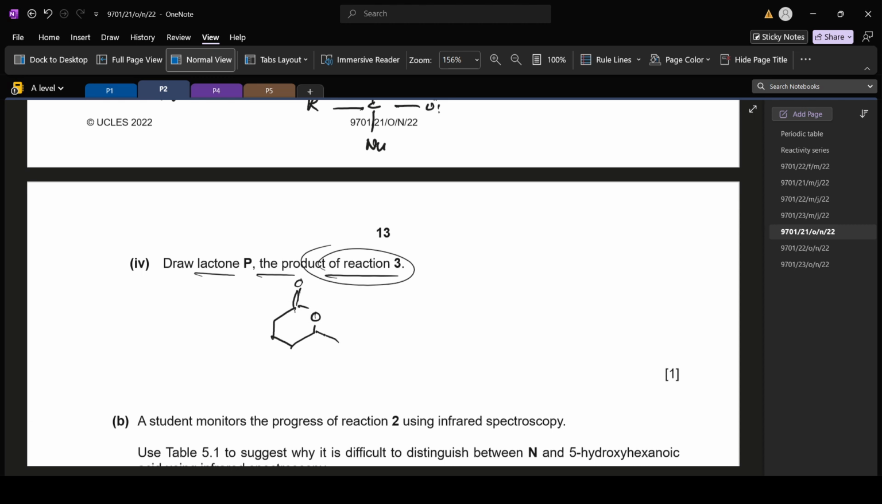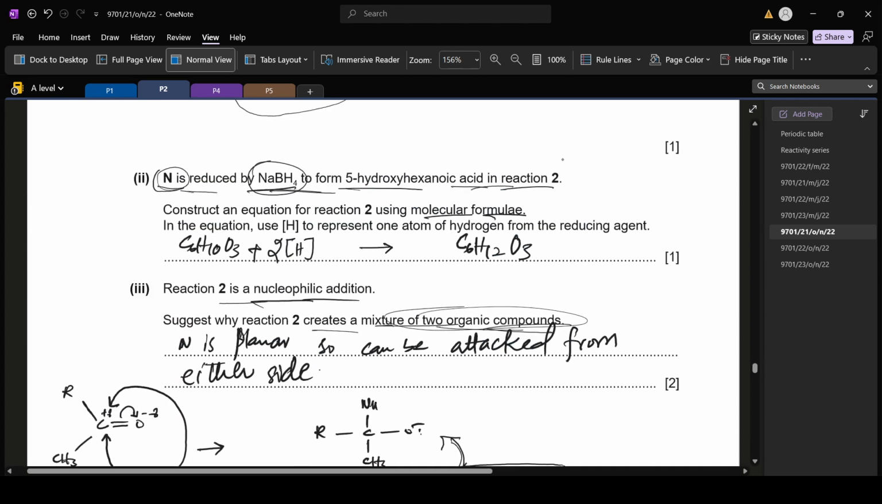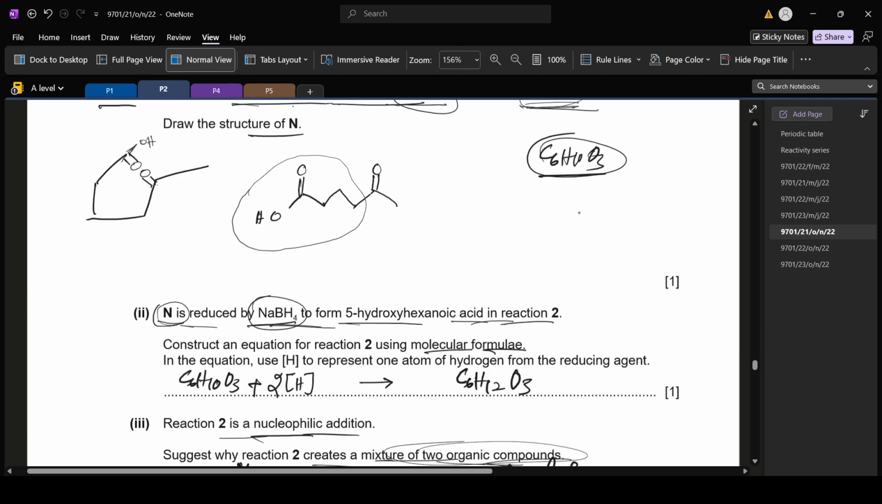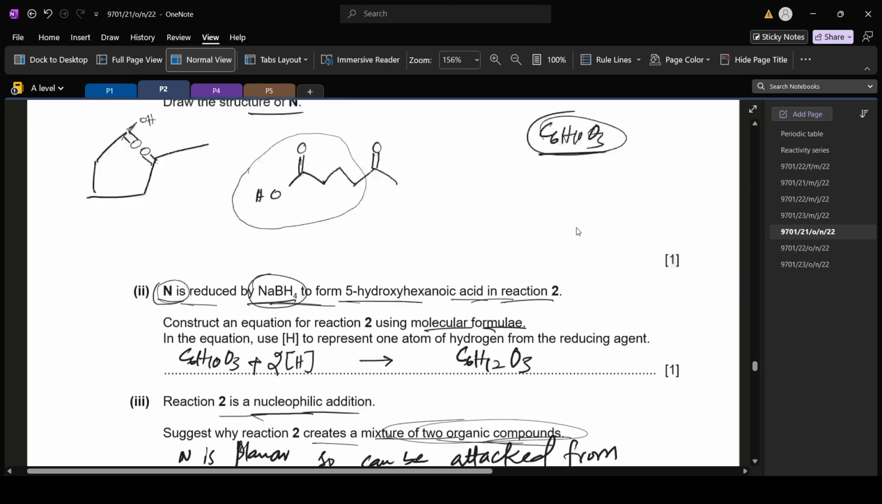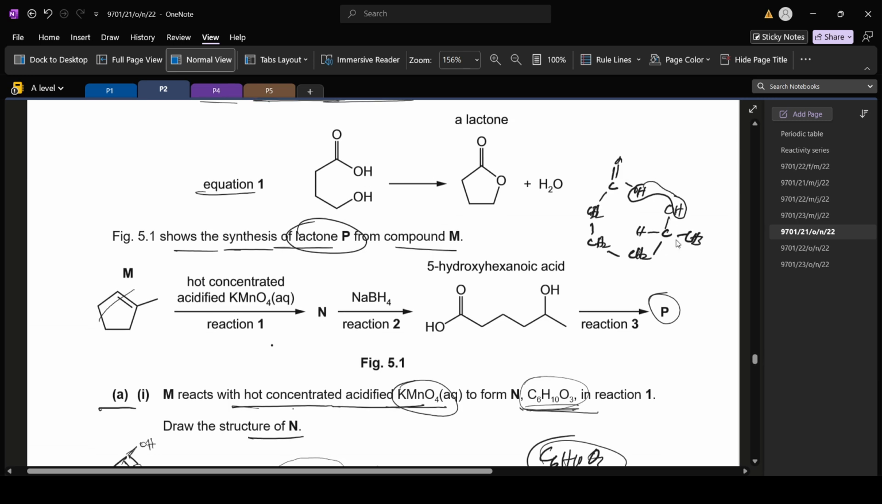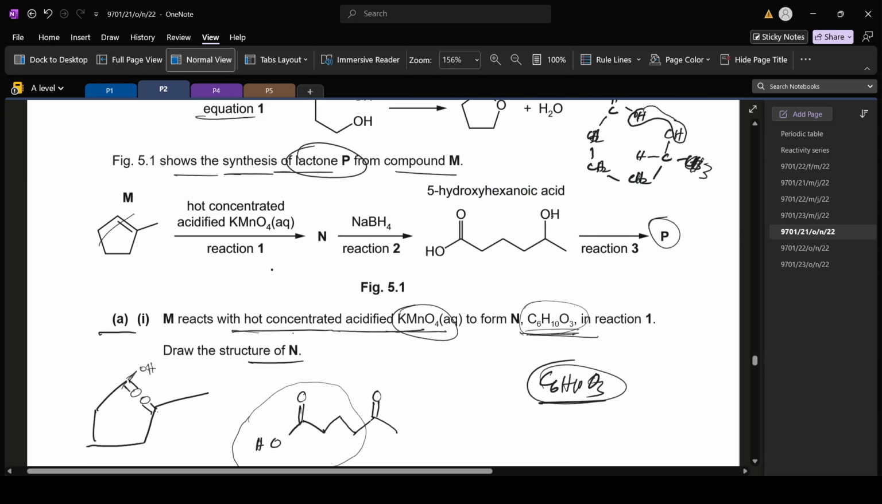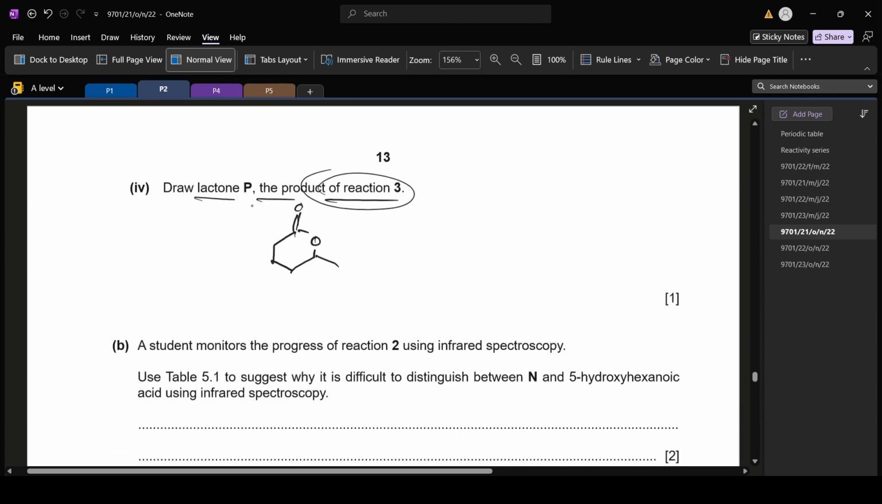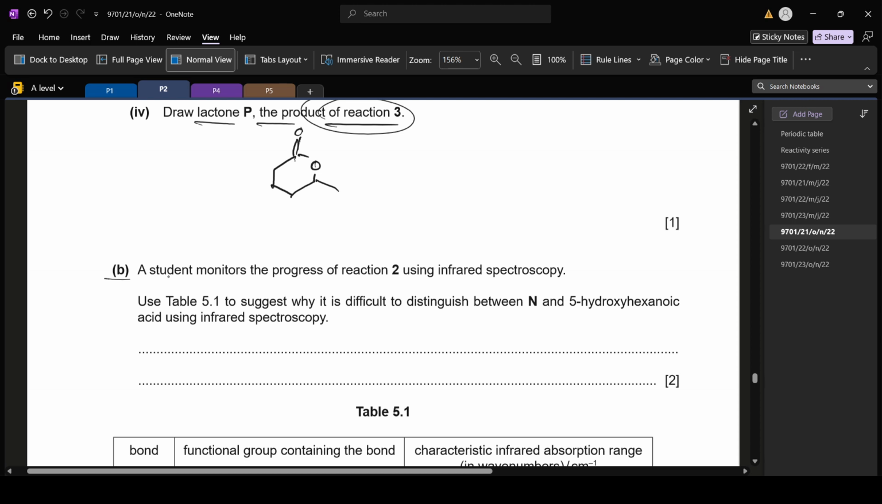There will be a branch of CH3 over here, you can see that, because this is a secondary alcohol. You know that. So this is the shape of lactone P. Moving towards the next part, part B.